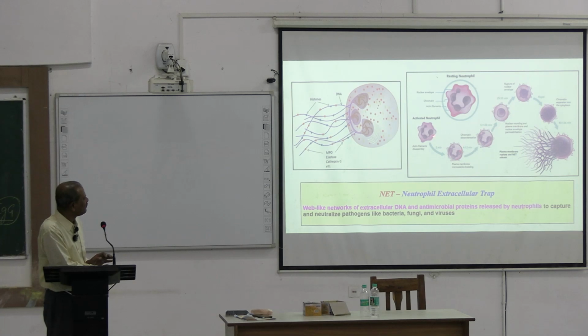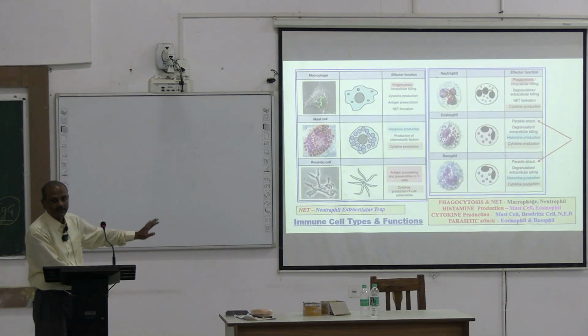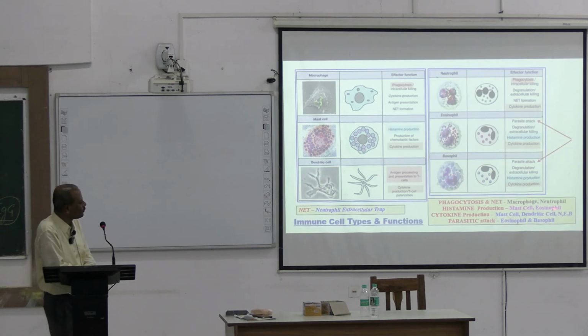So they try to manage or kill the pathogen through one mechanism, that is called neutrophil extracellular trap. Now coming back to this, these are the immunocompetent cells of the innate system. We will note down only this: phagocytosis and NETs. It is done by the macrophage and neutrophil. One line at least you will say in the innate immunity.